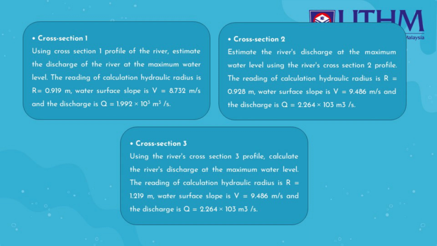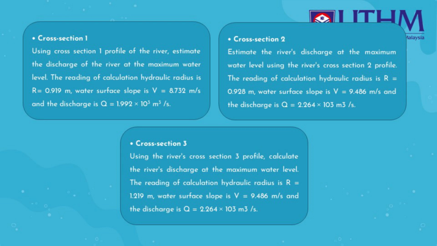The formula of the discharge water Q is Q equal to AV. So, to get V, we must use many equations from area 1 to area 10. That is 1 over the roughness coefficient multiplied with the hydraulic radius R with the power of 2 over 3 multiplied with the water surface slope S with the power of 1 over 2.